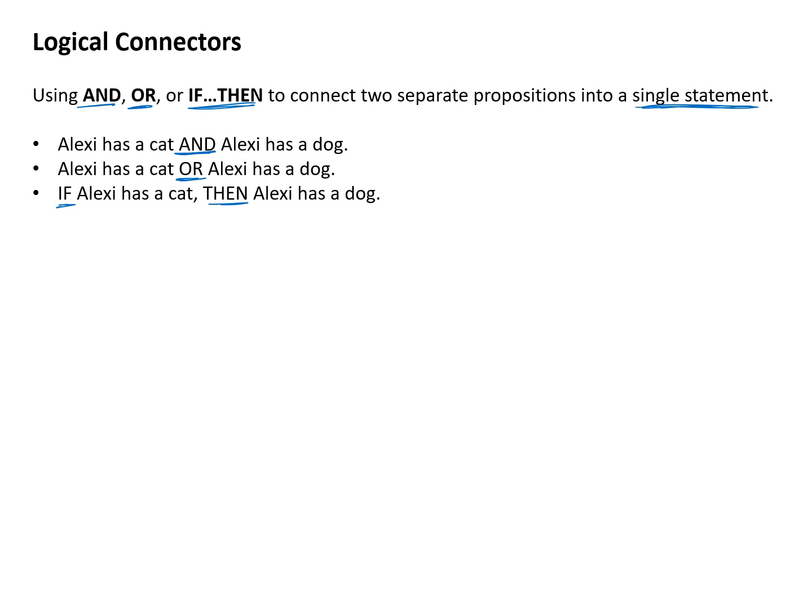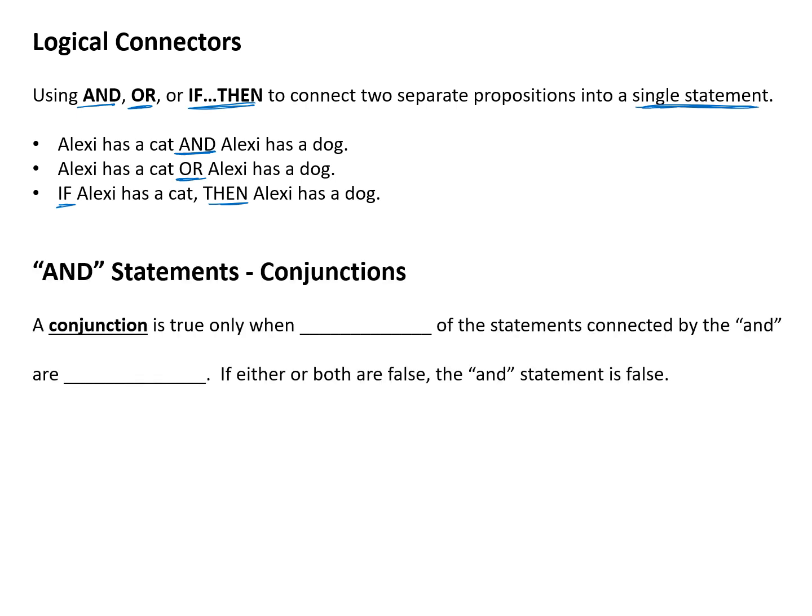All right, let's start with and. Start with one of the easier ones. And statements are what we call conjunctions. A conjunction is true only when both of the statements that are connected by the and are true. An and statement is very, very restrictive. Both of the statements that are connected with the and have to be true for the entire statement to be true. If either or both is false, the and statement is false itself.